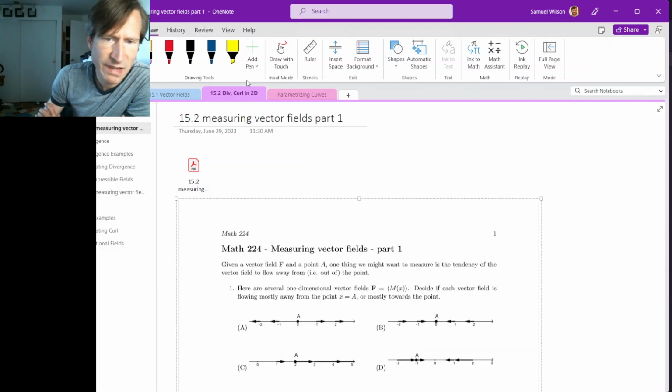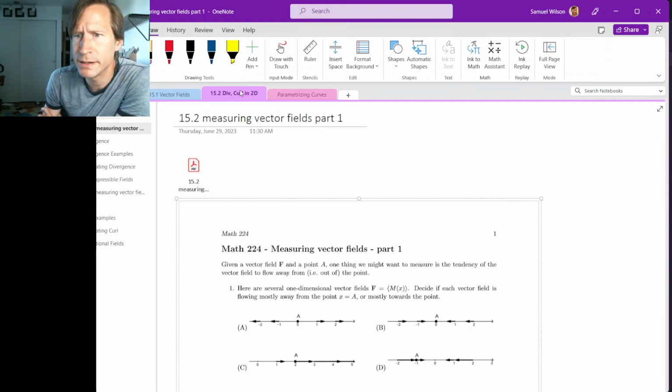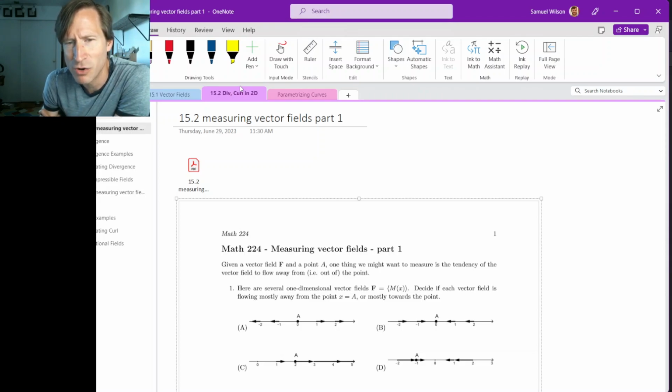Okay, let's go through this handout. Hopefully you had some success in thinking about how we can make this measurement on a vector field.